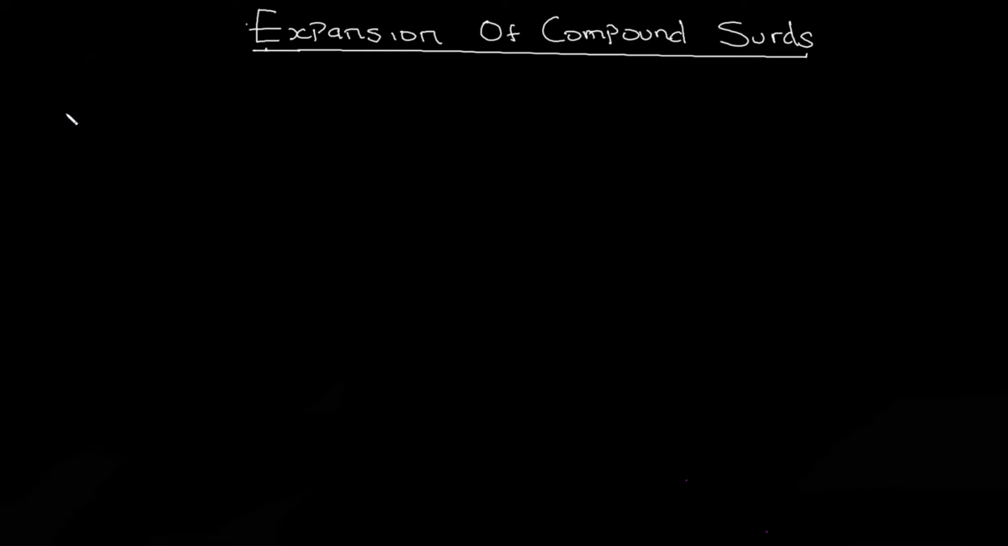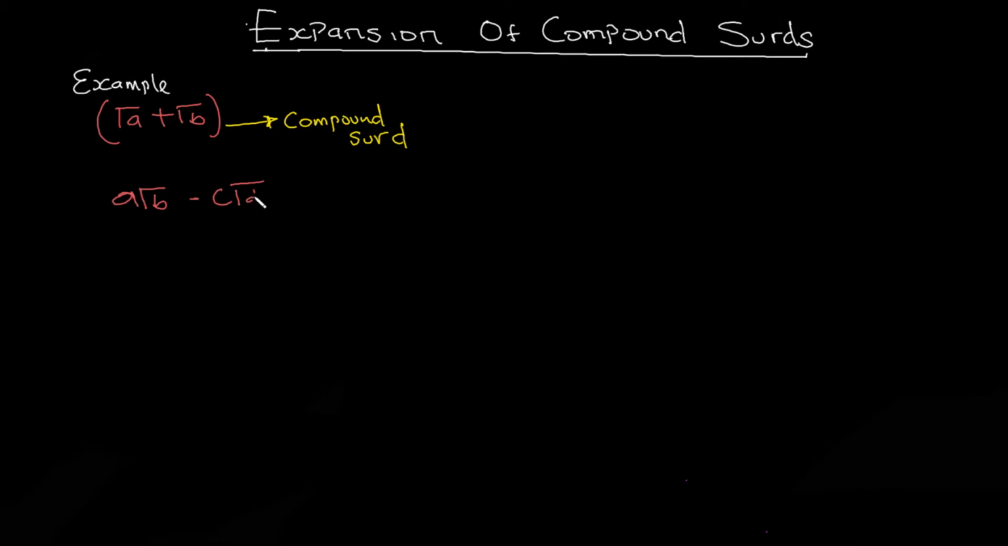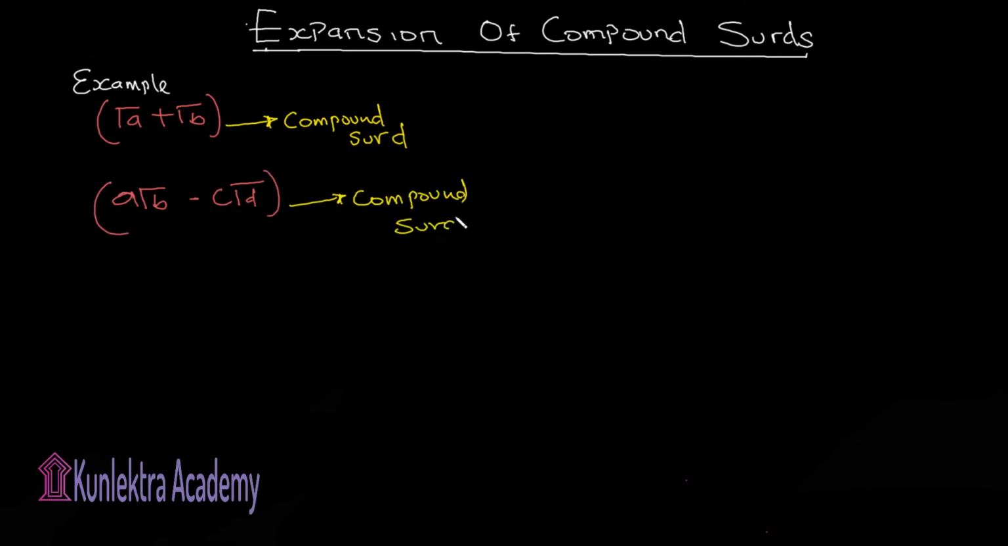Here we'll be working on expansion of compound surds. Now, what are compound surds? Compound surds are surds that have the sum of two or more surds, or the difference of two or more surds. For example, root A plus root B is a compound surd, or you have A root B minus C root D, this is a compound surd.